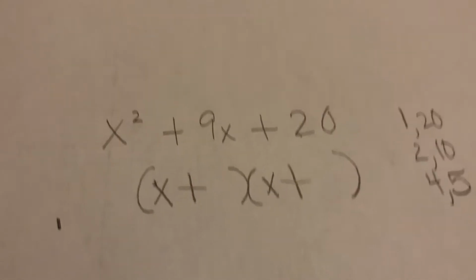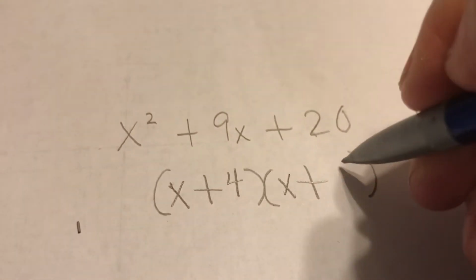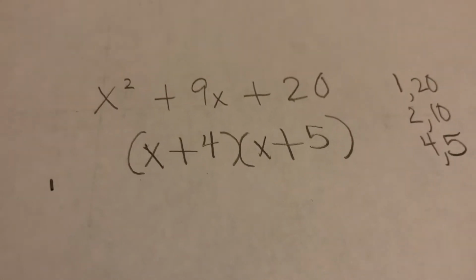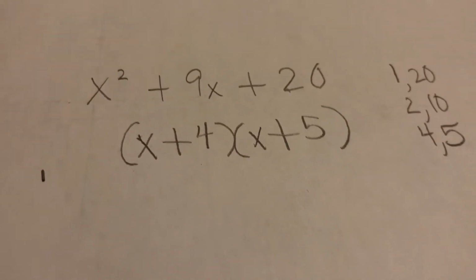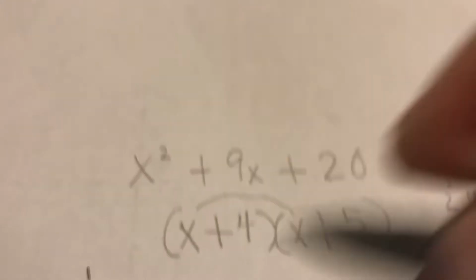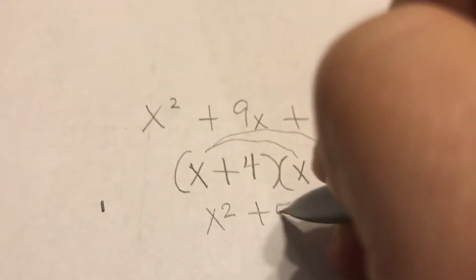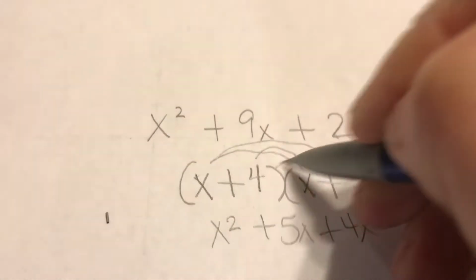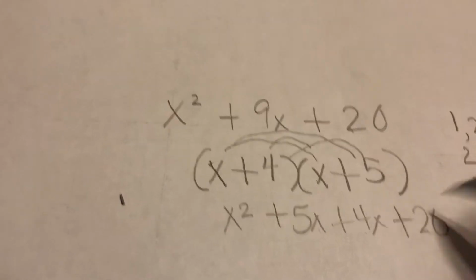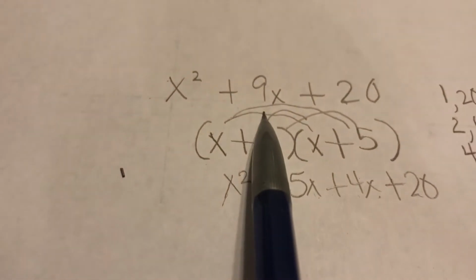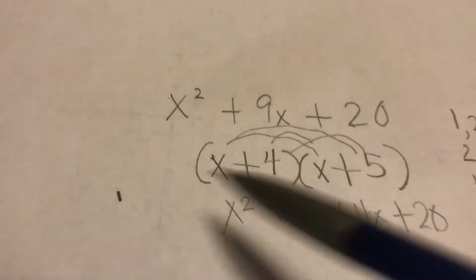So that would be my factored binomial: the quantity x plus 4 times the quantity x plus 5. And if I fold it back out, I would come back to this because x times x would give me x squared. X times 5 would give me 5x. 4 times x would give me 4x. And then 4 times 5 would give me 20. There's my x squared, and then my 5x plus my 4x would bring me back to that 9x, and then 20.